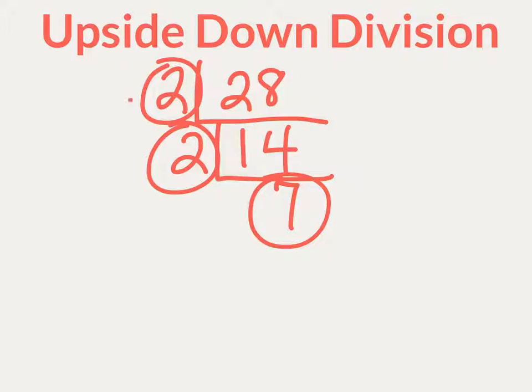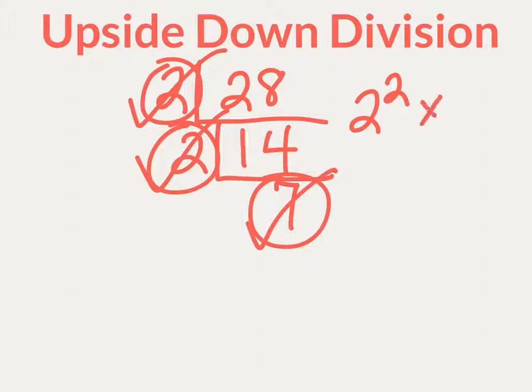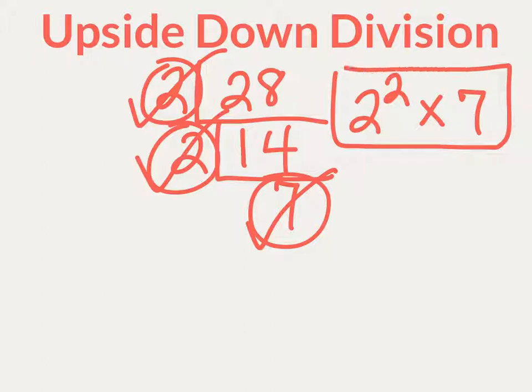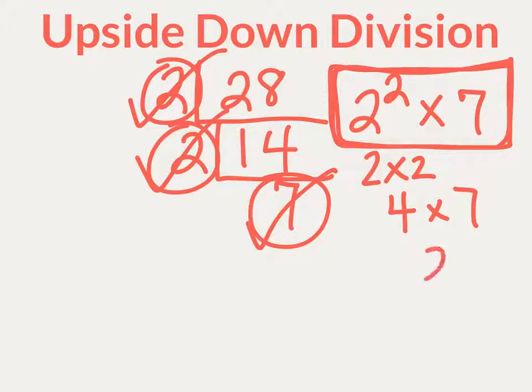I count up my 2's, of which I have 2 of them, 2 squared, and my 7's, of which I have 1, so times 7. And 2 squared times 7 is the prime factorization of the number 28. 2 squared, or 2 times 2, would give me 4, and 4 times 7 would give me 28.